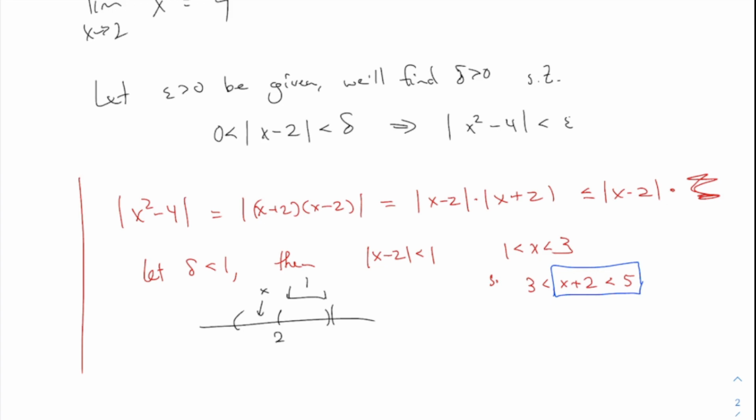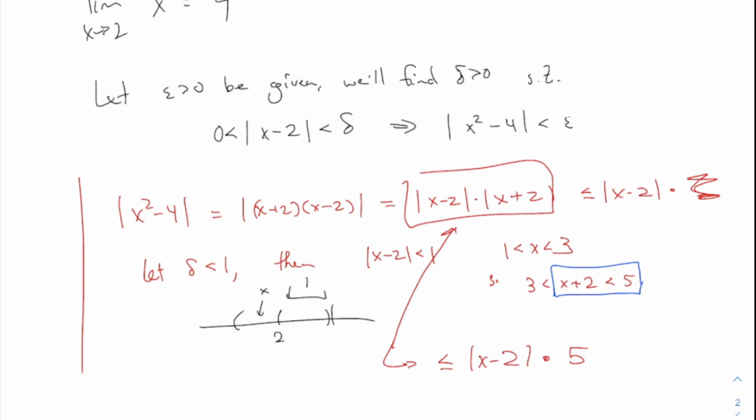And so, also in absolute value, x plus 2 is going to be positive. It's between 3 and 5. So the absolute values don't matter at that point. And so that means this thing here, I can say, is less than or equal to absolute value of x minus 2 times 5. That's how you do this trick. This is a little tricky trick.